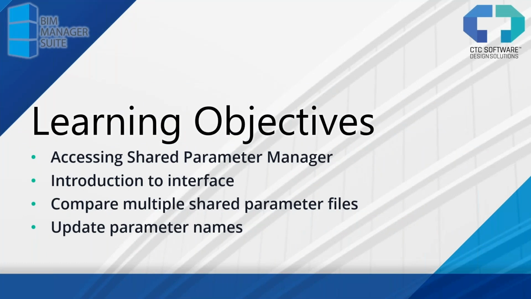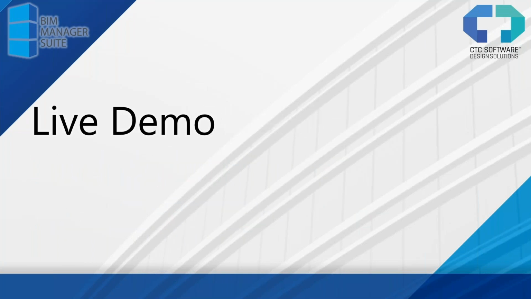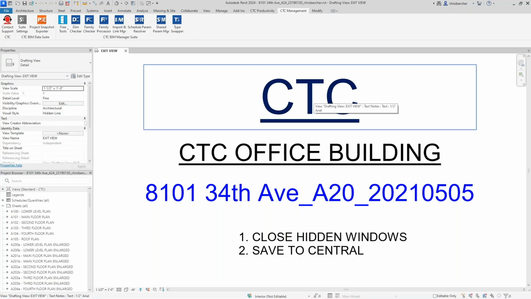Today we're going to show you the app, how to get around it, where things are located, and how things work. We'll compare a couple of different shared parameter files with each other, merge things together, create new parameters, and then ultimately review that information and load it into a project and/or a family. As you may know, I don't do PowerPoints, I do demos. So here we go.